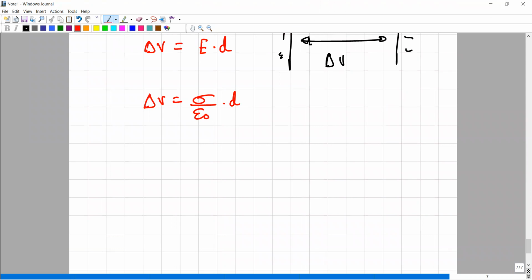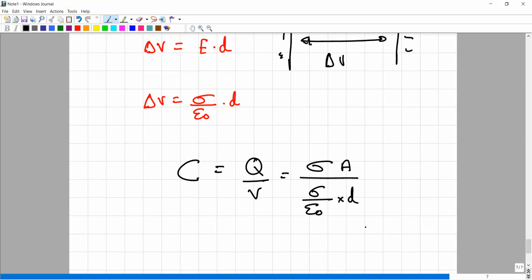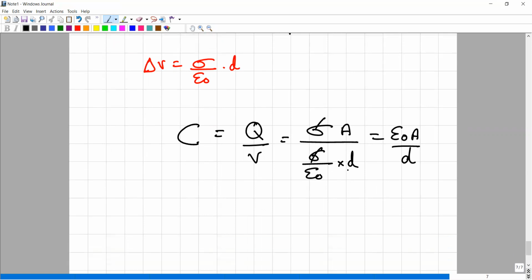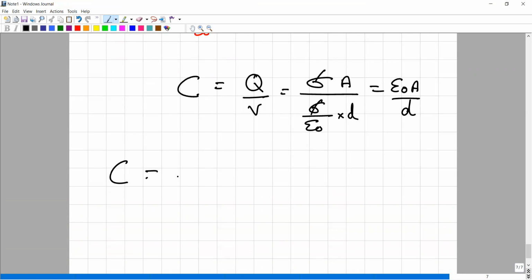My capacitance will be Q by V, and Q is sigma times A. That is, the total charge is equal to the charge density times the area of the plate, divided by sigma by epsilon naught times D. These two sigmas cancel and you will finally get epsilon naught A over D. Epsilon naught goes to the numerator. So this is the capacitance of a parallel plate capacitor, epsilon naught A by D.